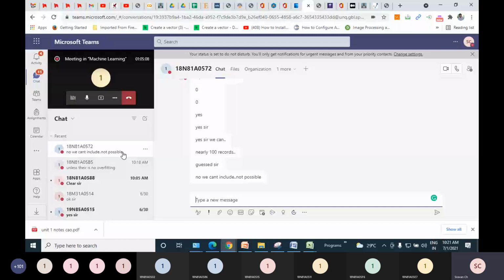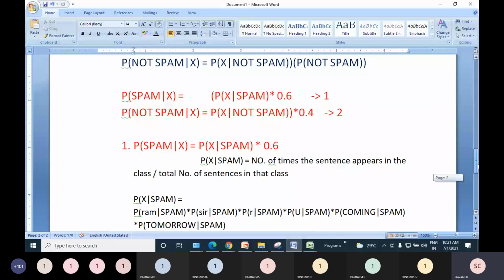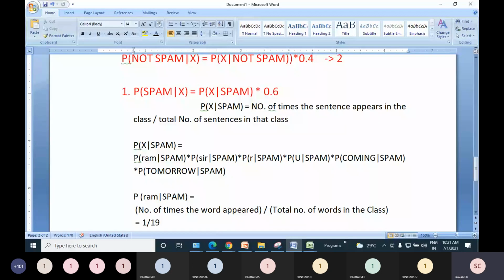But if you look at this data set, obviously the probability of Sir by spam is zero, and if any one of the components is zero, this entire product, let me highlight it, this entire product which you are seeing in yellow color, becomes zero.